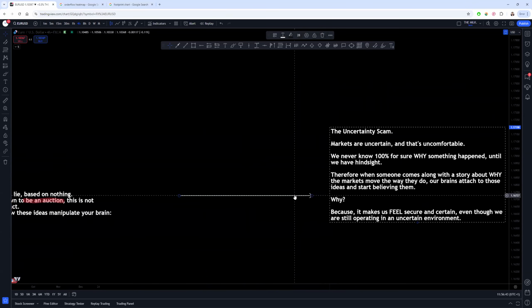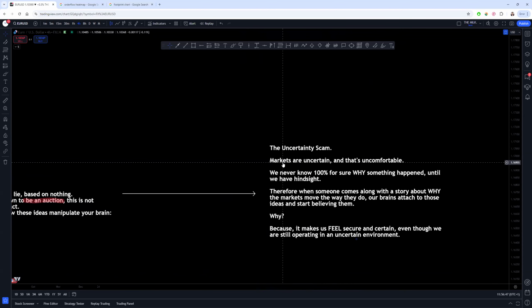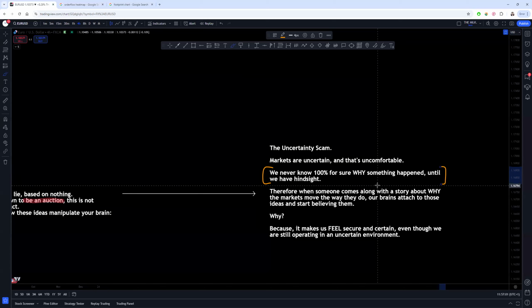So I call this the uncertainty scam, right? The markets are uncertain. We've all experienced it in some way or another. It's uncomfortable. You never know for sure why a particular move happened the way it did. We can only estimate. Now, with hindsight, we have the benefit of that, we can come up with various reasons. Even then, we still don't know 100% for sure because we can't see all of the different participants in the markets and all their motives and all this sort of stuff.